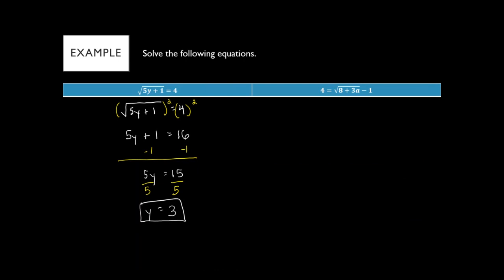Okay. So let's take a look at the one on the right. We've got 4 equals the square root of 8 plus 3a. And then that minus 1 is outside of the square root. So notice it doesn't have the line underneath it, so it's not part of the square root. So I need to get the square root by itself, so I need to add 1 to both sides so I can get that away from the square root, because the square root part that we want is just this right here. We don't want that minus 1. So we get 5 equals the square root of 8 plus 3a.